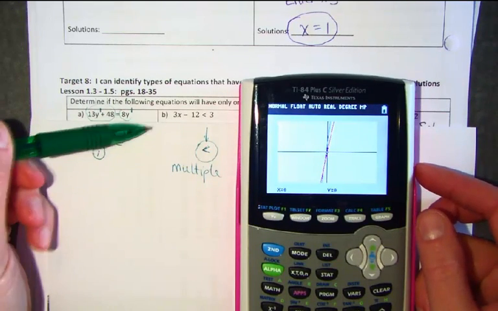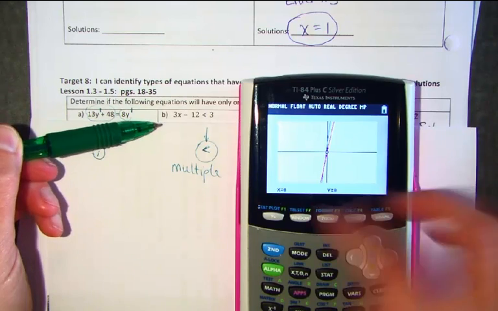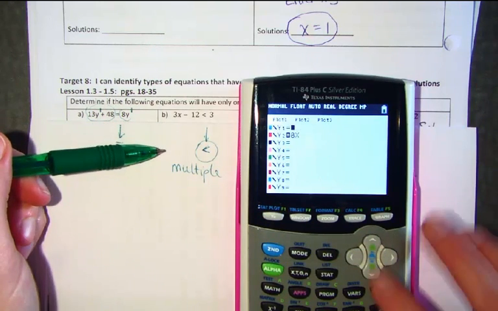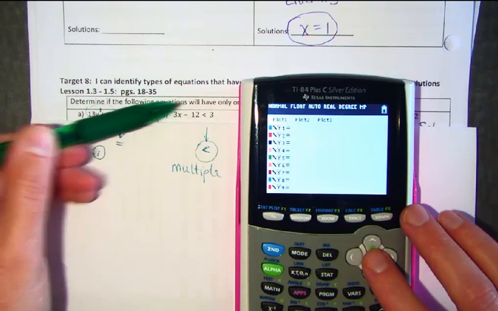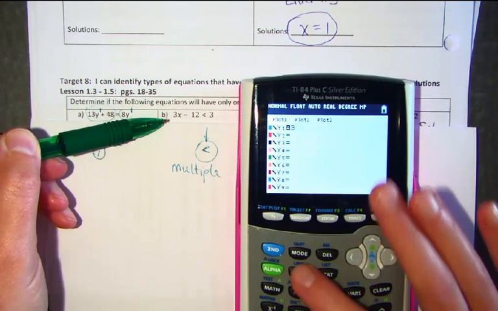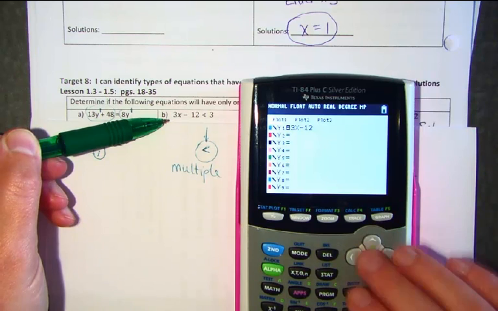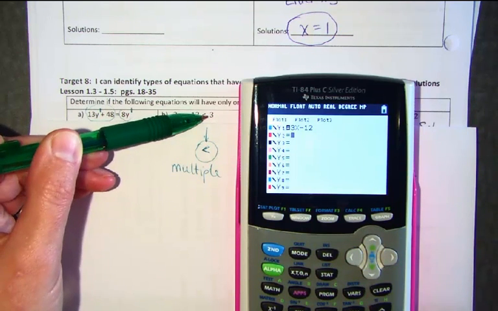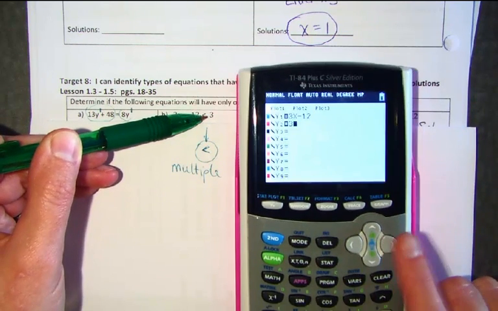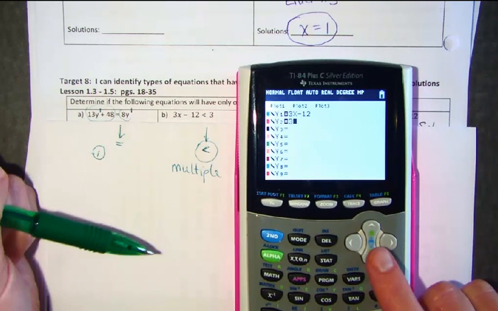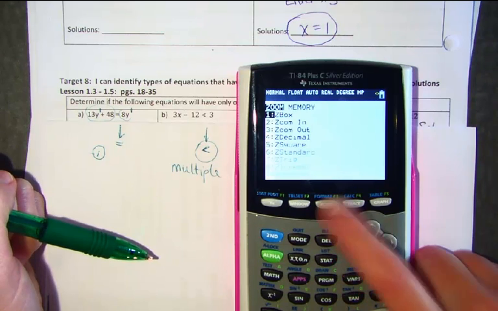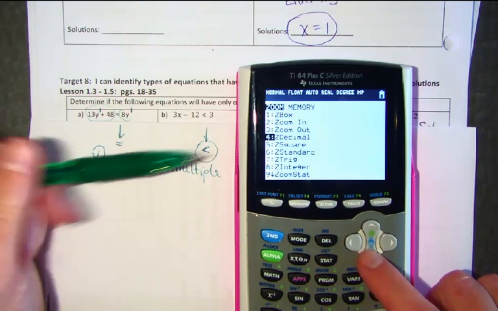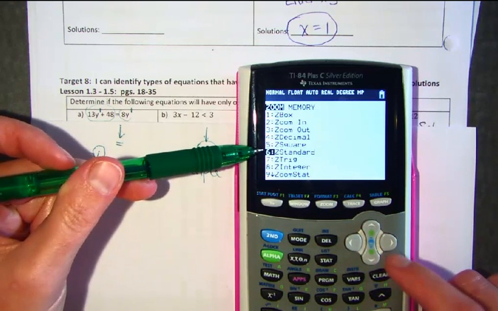Comparing that to something like this, the inequality that has multiple solutions. What this means is I can still, again, type one side into my y1, the other side into my y2, and I want to go back to a standard normal graph. So I'm going to do that. Zoom 6. Zoom standard window. Zoom 6.